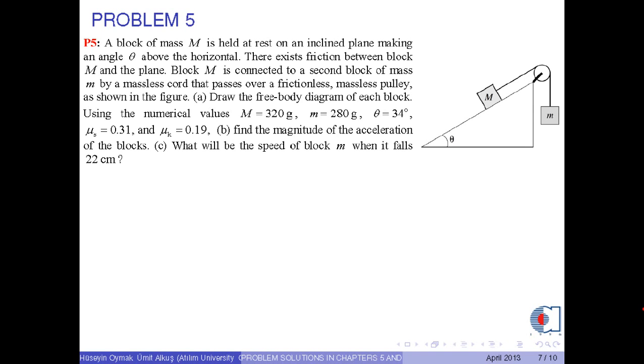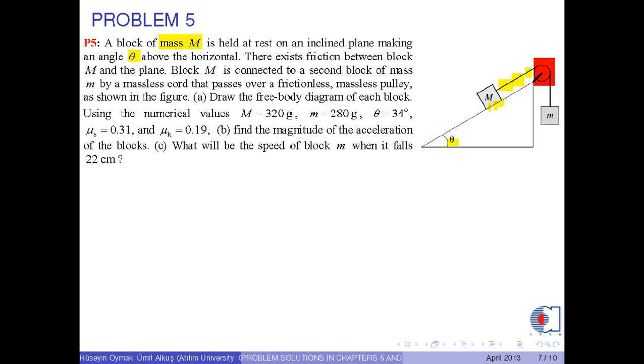In this problem, you see a block of mass M is held at rest on an inclined plane making an angle theta above the horizontal. There exists friction between block M and the plane. Block M is connected to a second block of mass m by a massless cord that passes over a frictionless massless pulley.